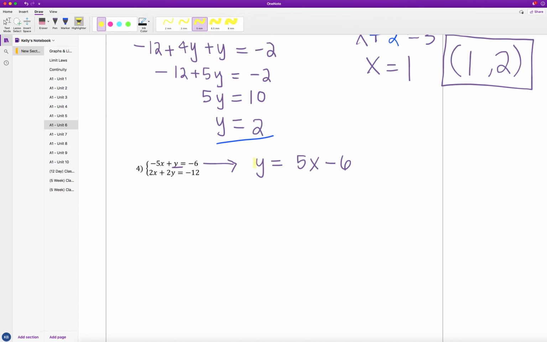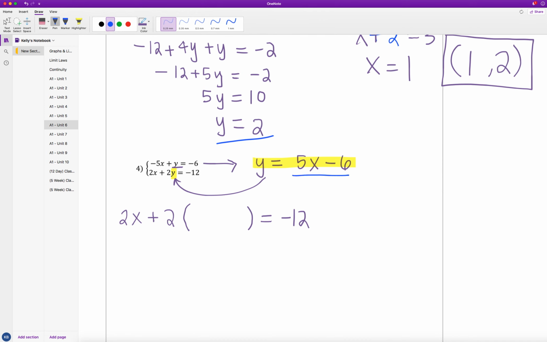So we're substituting in y equals 5x minus 6 in place of the y in the second equation. When that happens, I still have this 2x plus 2 times, make sure you have parentheses here, and then I'll still have the equals negative 12. In place of y is going to go 5x minus 6. Now that I've done my substitution step, I have an equation that's all in terms of x, so I can go ahead and solve for that variable.